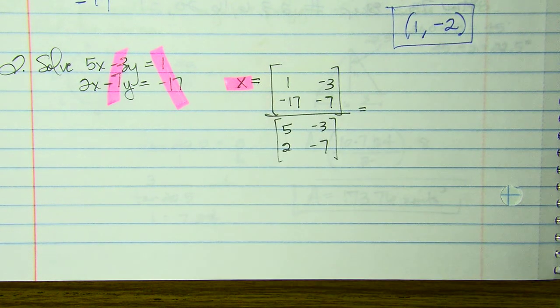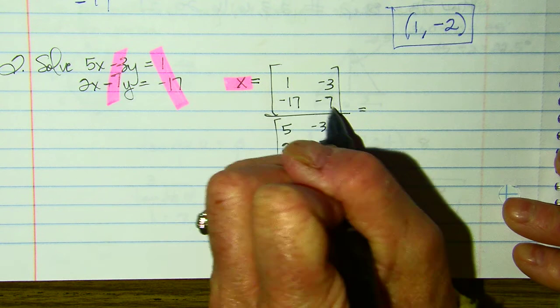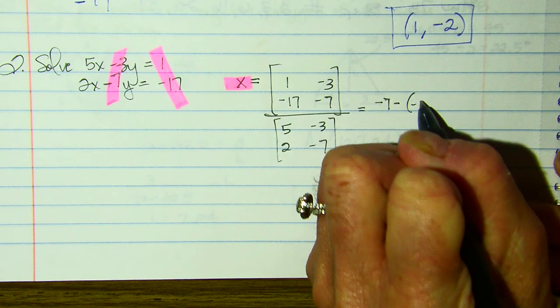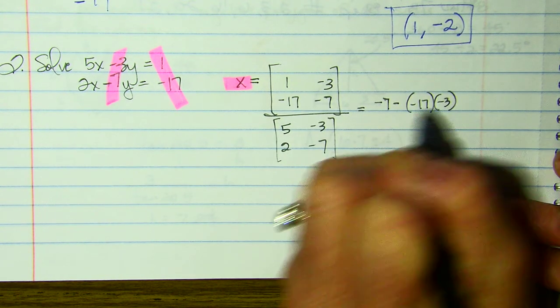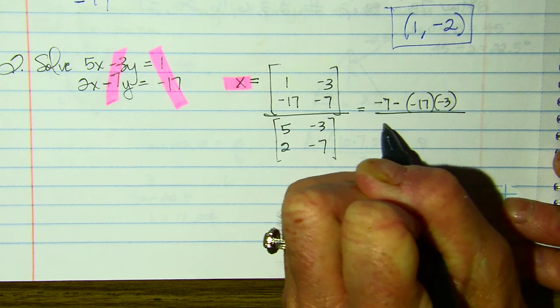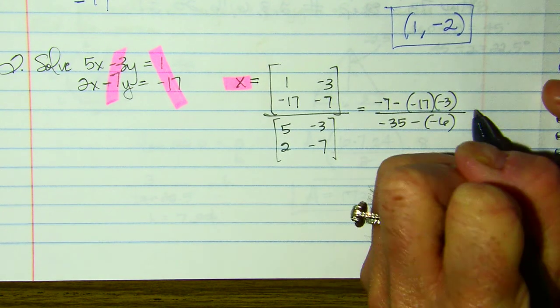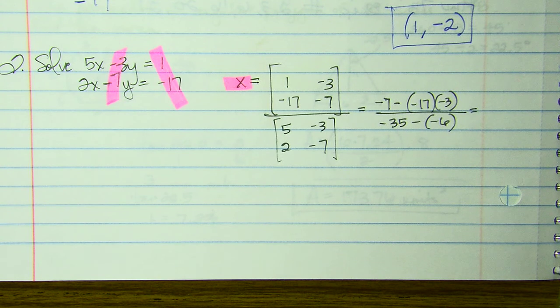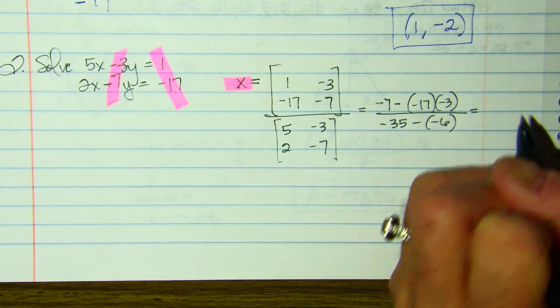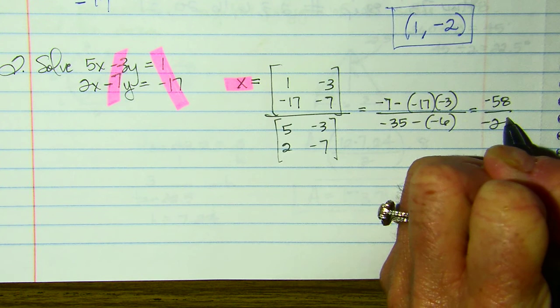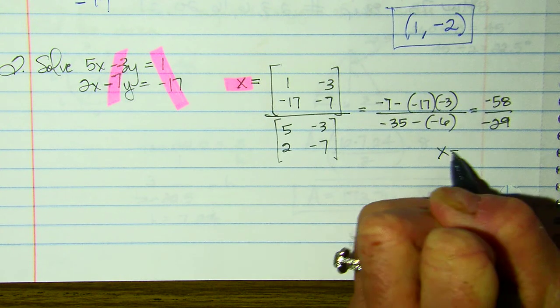And then from there, I'm going to find my determinant. So 1 times negative 7 is negative 7 minus negative 17 times negative 3, all over negative 35 minus a negative 6. So on the top, I get negative 58, and on the bottom, I get negative 29. So x equals a positive 2.